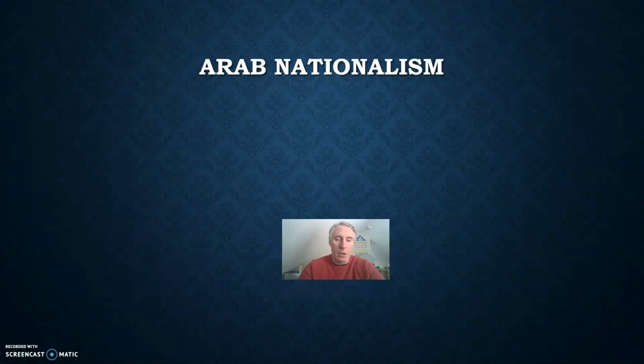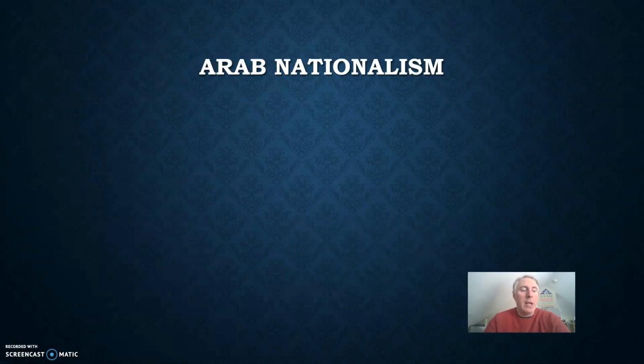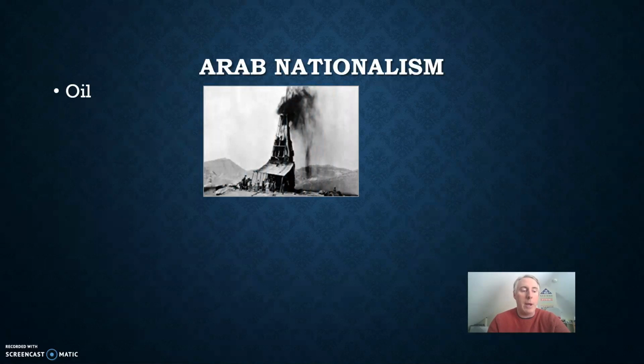All right, now let's talk about Arab nationalism. So Arab nationalism was spreading in other parts of the Middle East. Now, the relationship between the Middle East and the rest of the world changed significantly in the early 20th century. And that was because the Middle East had a large supply of material that the whole industrialized world wanted. And we're talking about oil.